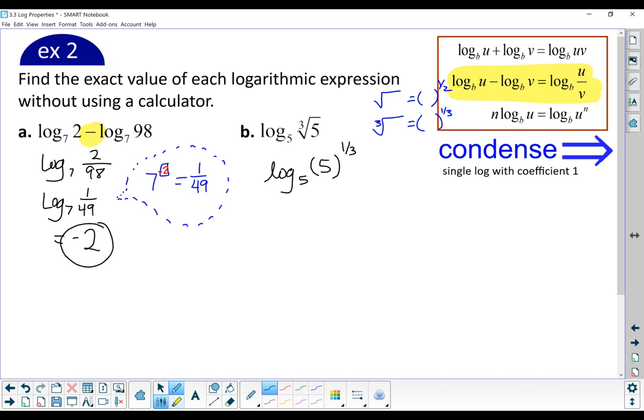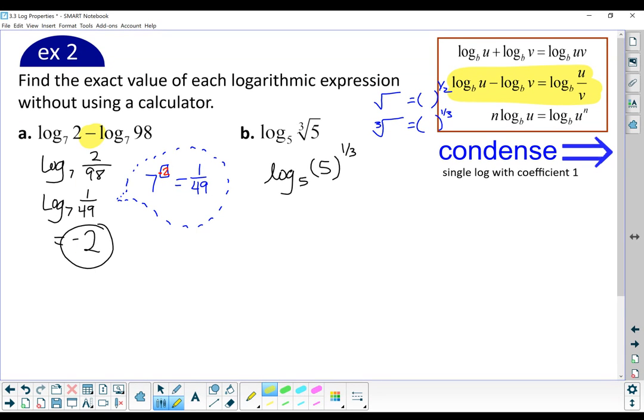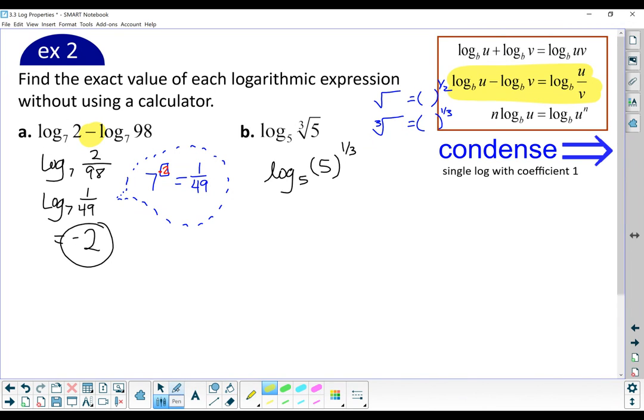And my log rule, I'm going to use that bottom log rule. If we have a power, I'm actually using expanding here, we can bring it down to the front. So this is 1/3 log base 5 of 5.